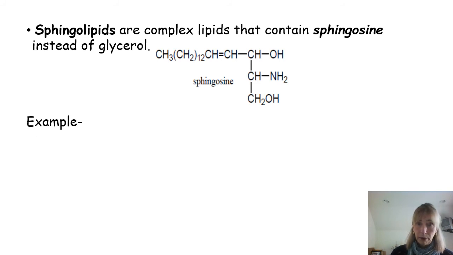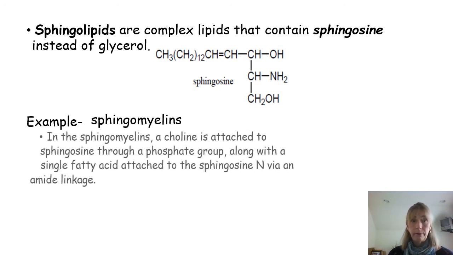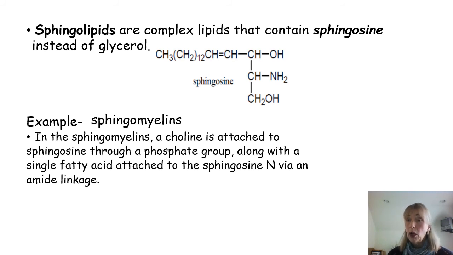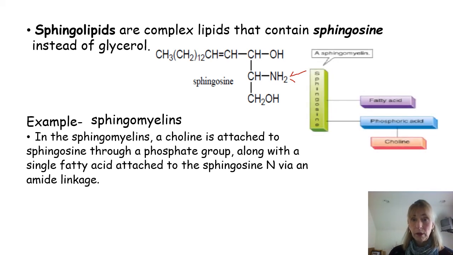So an example of a sphingolipid are the sphingomyelins. In the sphingomyelins, a choline, remember what choline looks like, we saw it earlier, is attached to this sphingosine, and it's attached through a phosphate group. We also see in the sphingomyelins a single fatty acid. The single fatty acid is going to be attached right here at the nitrogen via an amide linkage. Remember we talked about those. So an acid combining with an amine gave us an amide. So this is what we're talking about in these sphingomyelins.